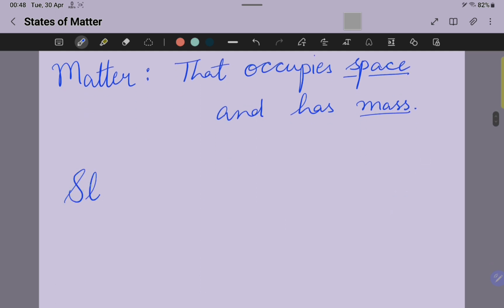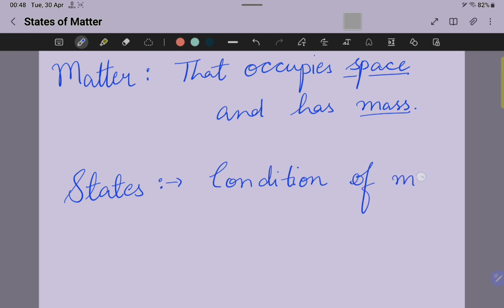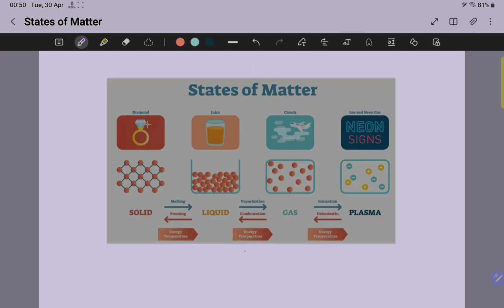And states means the avastha, the conditions, which signifies the condition in which matter is present. Condition of matter. So here we talk about various states of matter, which includes solid, liquid, gas, and a new, that is plasma.